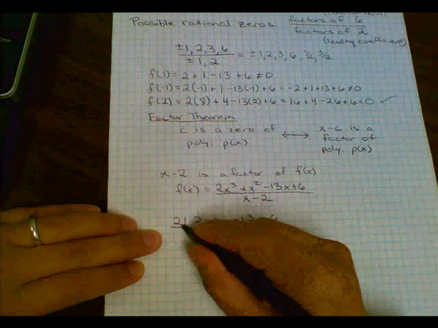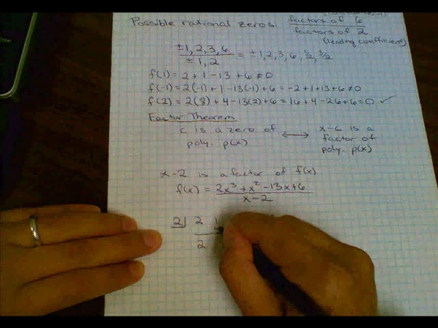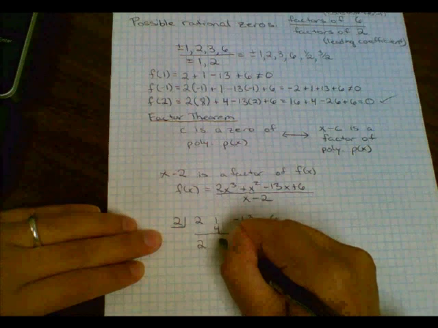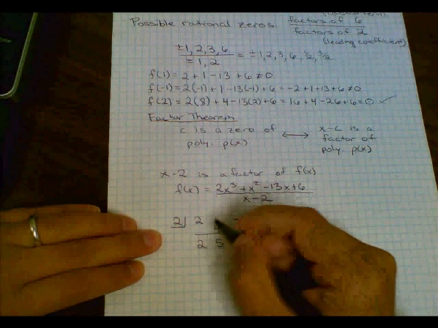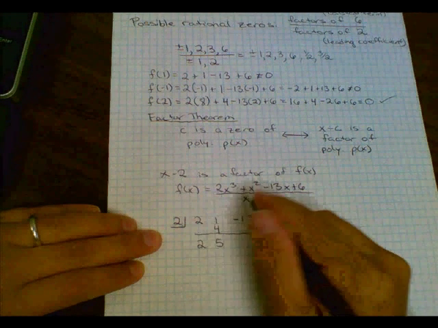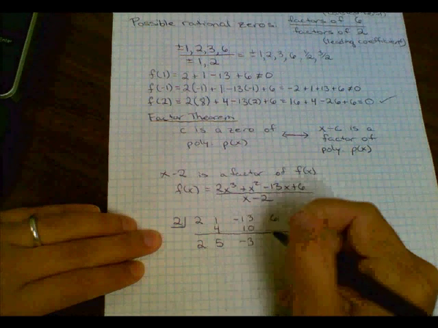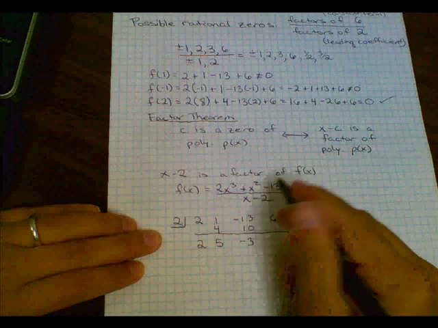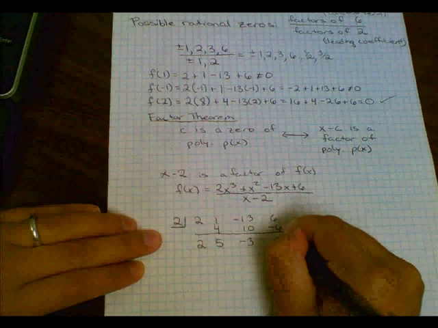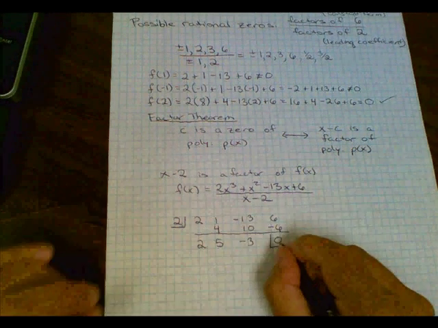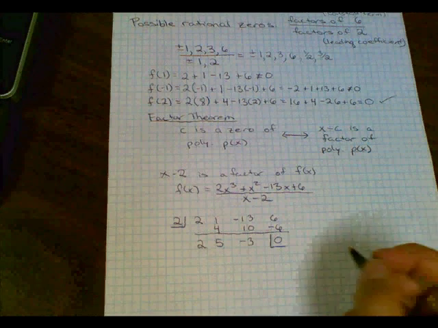Now you multiply 2 times 2 gives you 4. Add up these numbers, so 5. Now you multiply 2 times 5 gives you 10. Add up these numbers, negative 3. Now you multiply 2 times negative 3 gives you negative 6. Add up these numbers, and this last number here is your remainder. And we better get a remainder of 0.